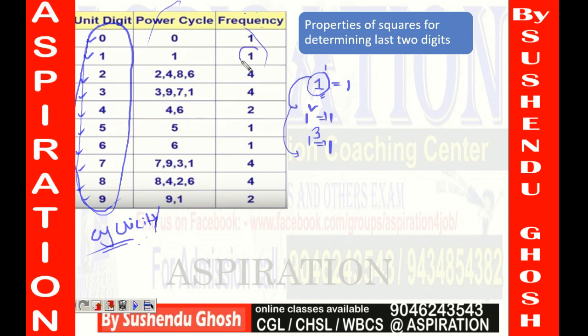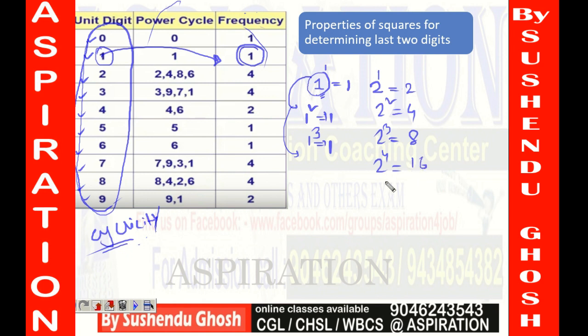So 1 can be present in the power whenever the unit digit is 1. In the same way, if a 2 is present in the unit digit of any number, what we do is make 2 to the power 1, which gives you 2. 2 square means 4. 2 cube means 8. 2 to the power 4 means 16.